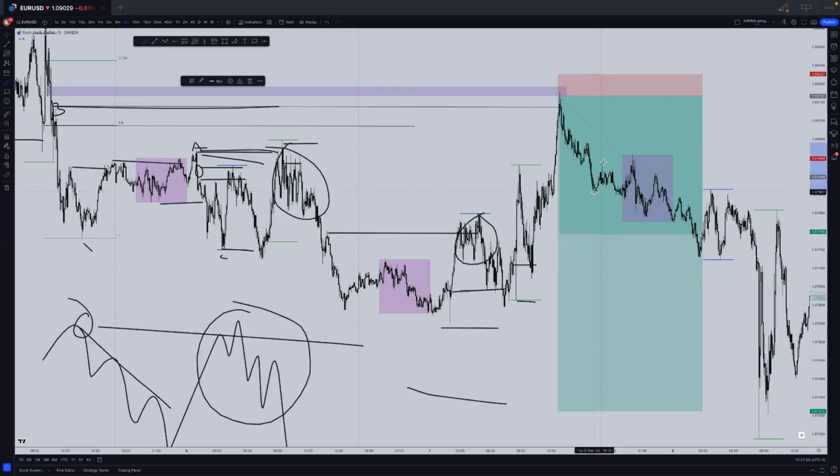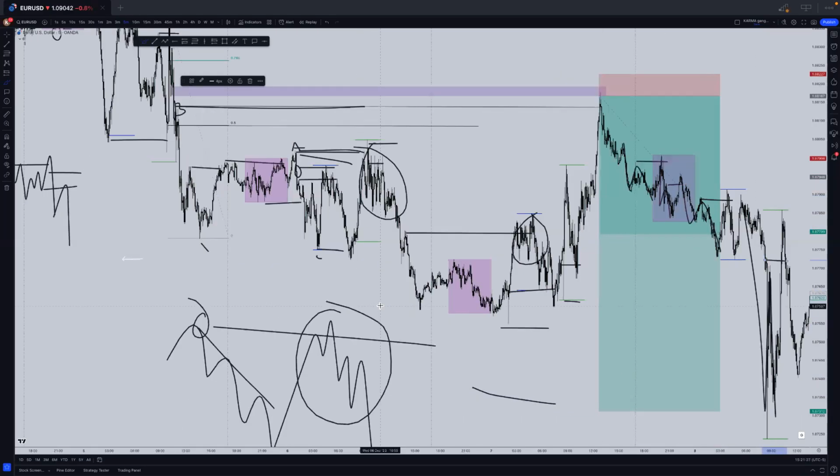A, B, and C. Took it out, sell off. A, B, and C. Took it out, sell off. A, B, took this one out, come back here, sell off. So that is about this whole thing.